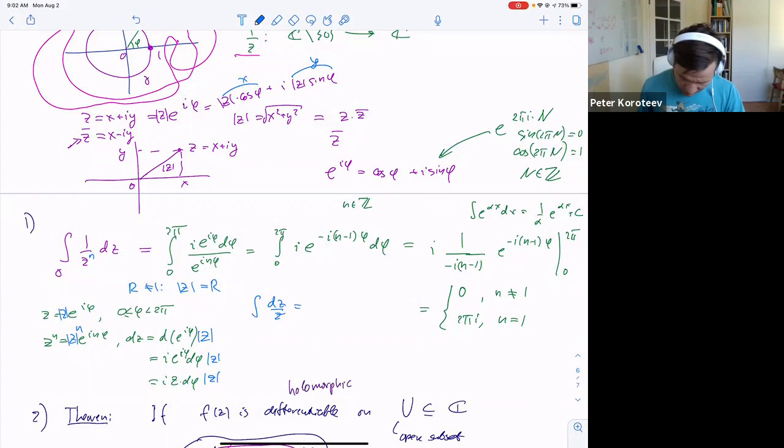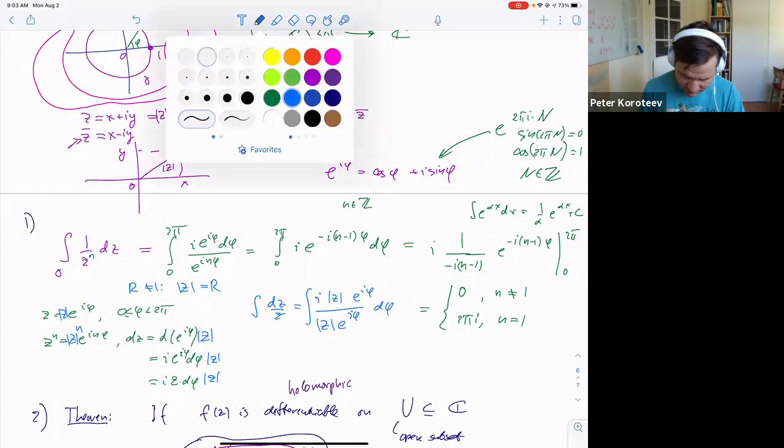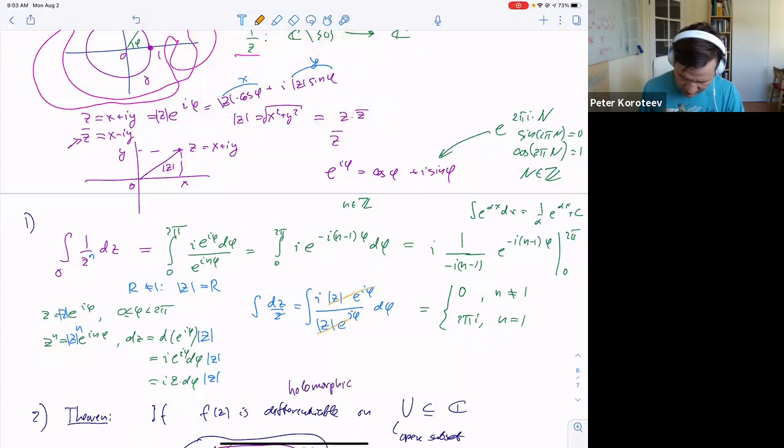Okay. So then dz over z is equal to, but you can see that it cancels out. So it's equal to i absolute value of z e to the i phi divided by absolute value of z e to the i phi, d phi. So we see that everything cancels, and the answer is equal to 2 pi i. Okay, so the radius of the circle doesn't matter. It doesn't have to be a unit circle. So this answer is still true.